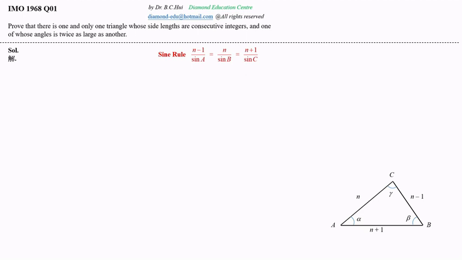By the sine rule again. Case 2: gamma equals 2 beta, and alpha equals 180 degrees minus 3 beta. By the sine rule, n plus 1 over n equals sine gamma over sine beta. When gamma equals 2 beta, sine 2 beta equals 2 sine beta cosine beta, and this expression becomes 2 times cosine of beta. We call this result equation number 3.